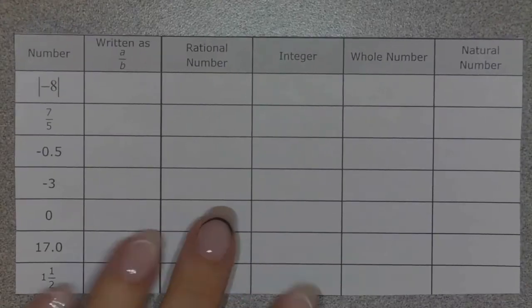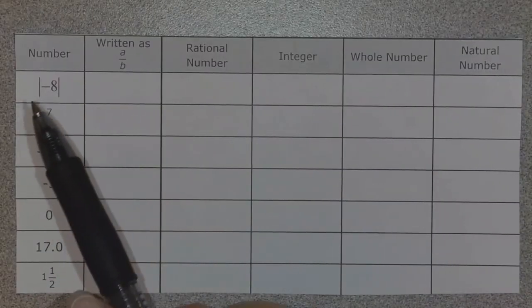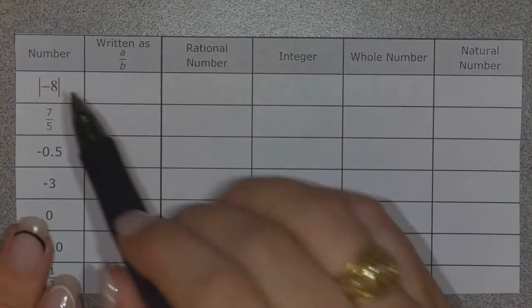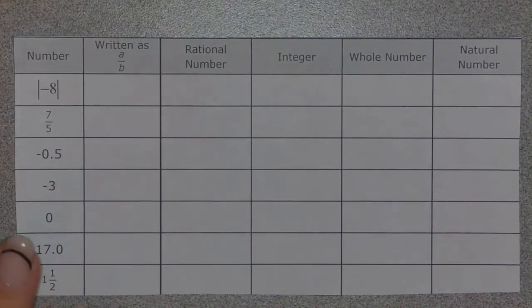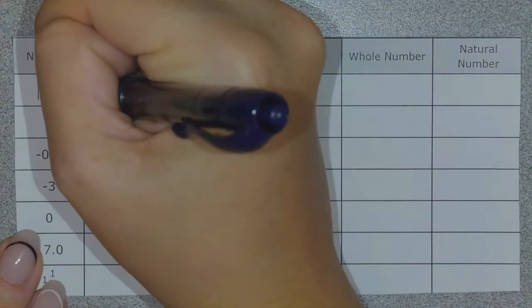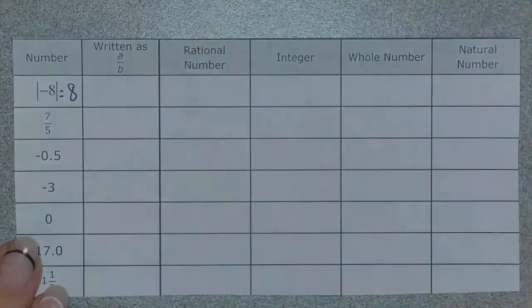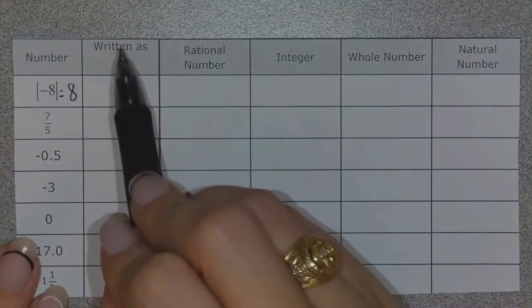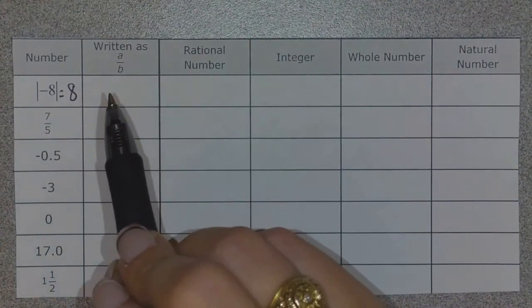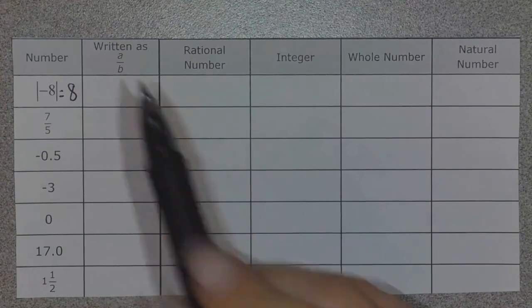Okay, so the first number I'm going to start with has these two weird lines around it, which we know stand for absolute value. And we know that absolute value is the distance from 0, and it's always, always, always positive. So the absolute value of negative 8 is just the number 8. Okay. Now, this next column says, well, how do we write this as what looks like A over B?